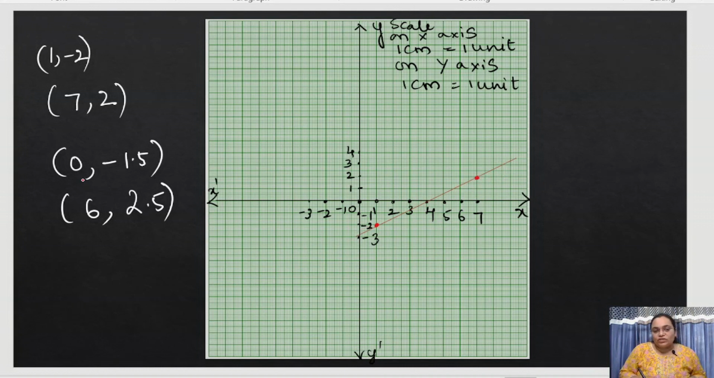Okay. So the next one is 0 and minus 1.5. So 0 on the x-axis, minus 1.5 on the y-axis, which is here. The next one is 6 and 2.5. 6 on the x-axis and 2.5 on the y-axis, which is this one. Okay, now let us join these 2 points.